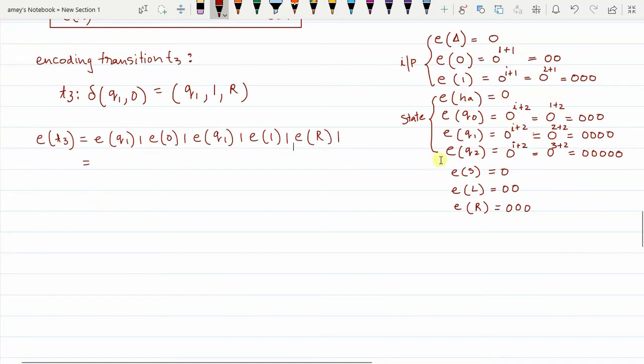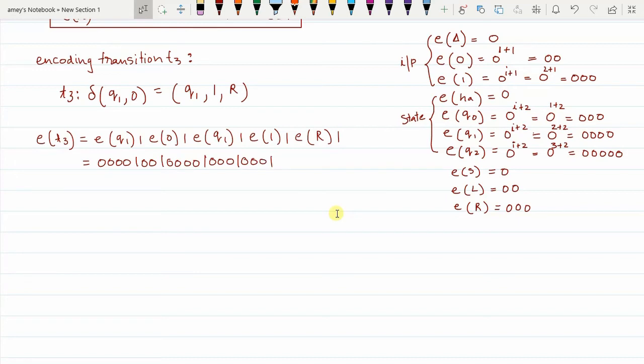encoding functions from here. So E of Q1 happens to be 4 zeros separate with 1. E of 0 happens to be 2 zeros separate with 1. E of Q1 again is 4 zeros separate with 1. E of 1 again happens to be 3 zeros separate with 1. E of right moment happens to be 3 zeros, finally separate with 1. So this is encoding for T3.